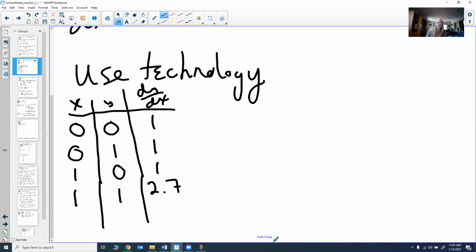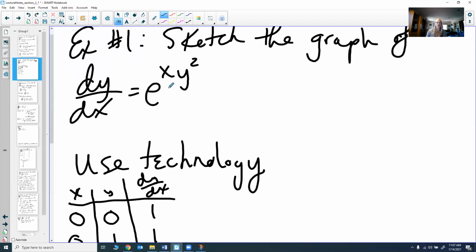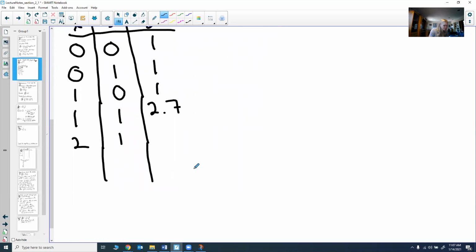I'm going to keep going with this and pick a few more points. Let's pick x equal to 2 and y equal to 1. If x is 2 and y is 1, then we have e to the second. And e squared, I have to admit, I don't know what that one is by heart. So I'm going to pull out my calculator, type it in, and I get about 7.4.